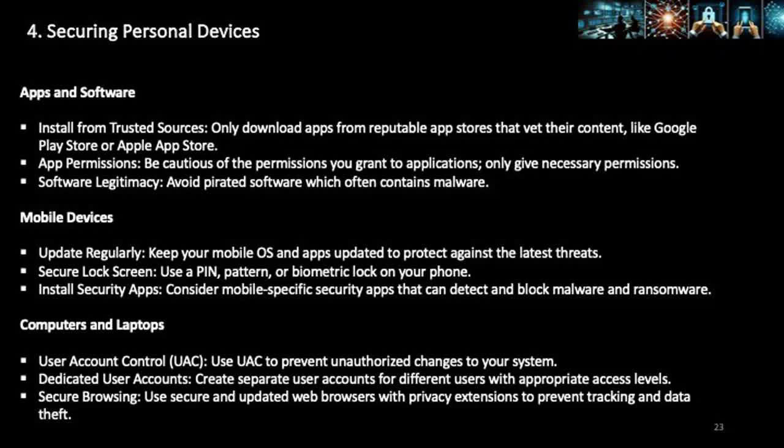Mobile devices. 1. Update regularly. Keep your mobile OS and apps updated to protect against the latest threats. 2. Secure lock screen. Use a PIN, pattern, or biometric lock on your phone. 3. Install security apps. Consider mobile-specific security apps that can detect and block malware and ransomware.